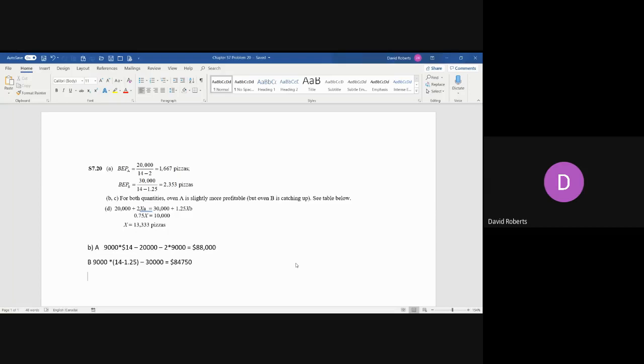And X is the number of pizzas. So you simply divide both sides by 0.75. X is 13,333 pizzas. And again, you can use the Excel software, but I thought I would show you how to do it like on a calculator, because I think it's a little easier to understand when you're actually seeing the steps in the algebra.